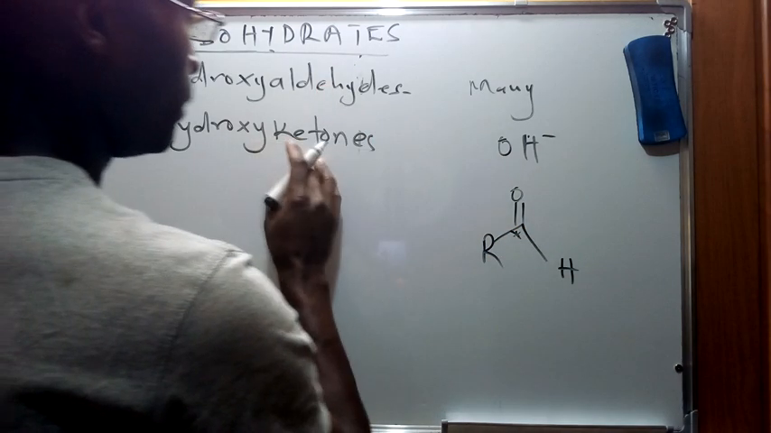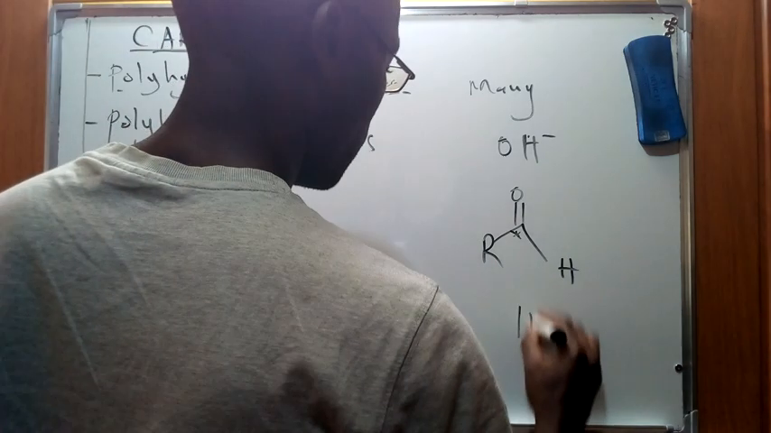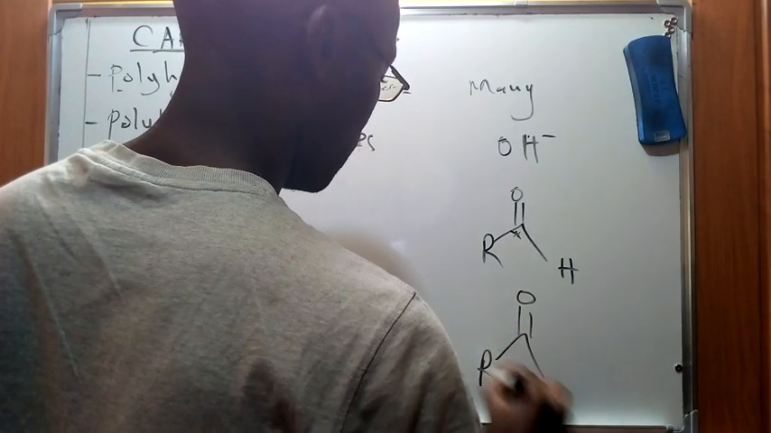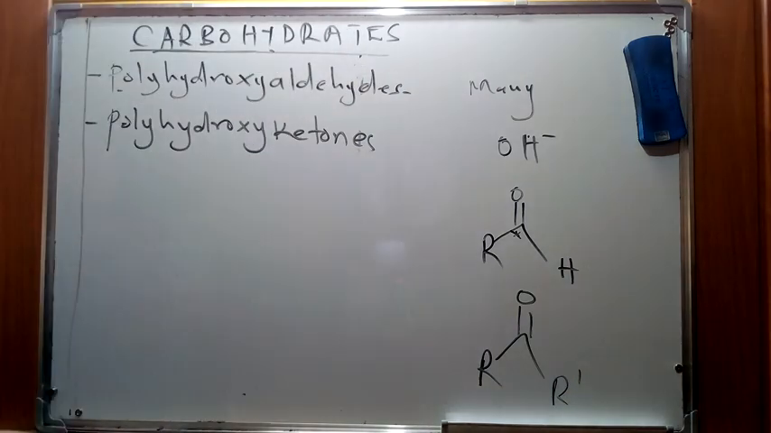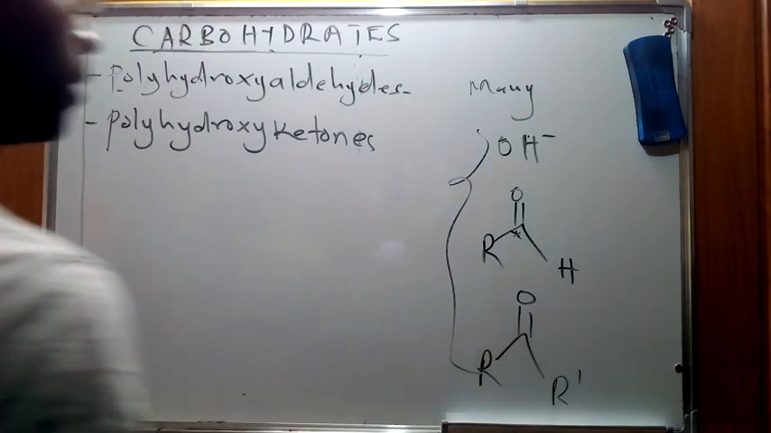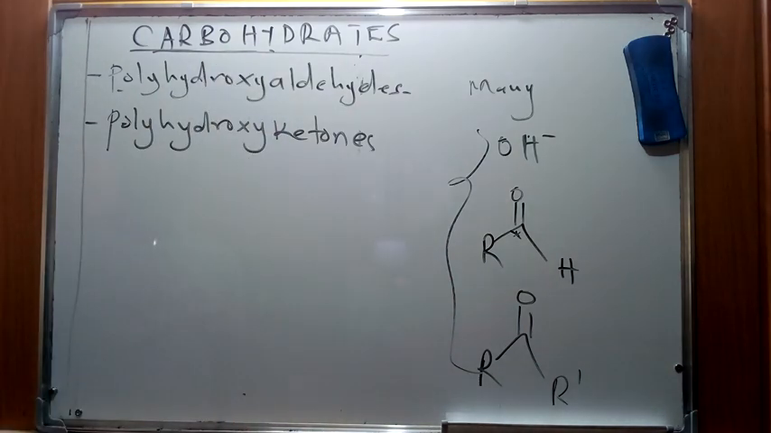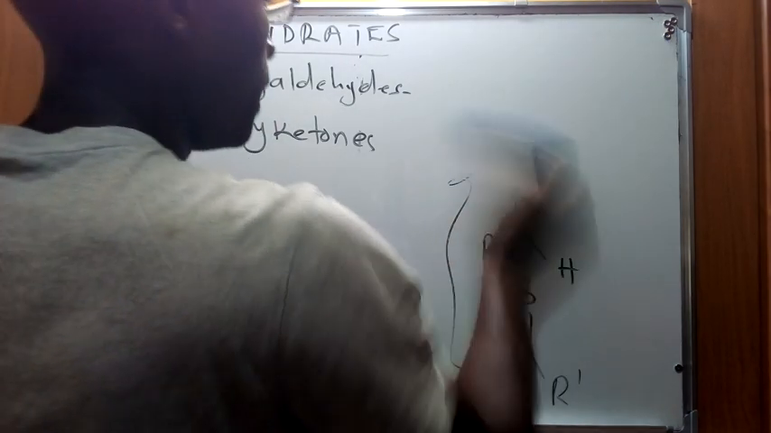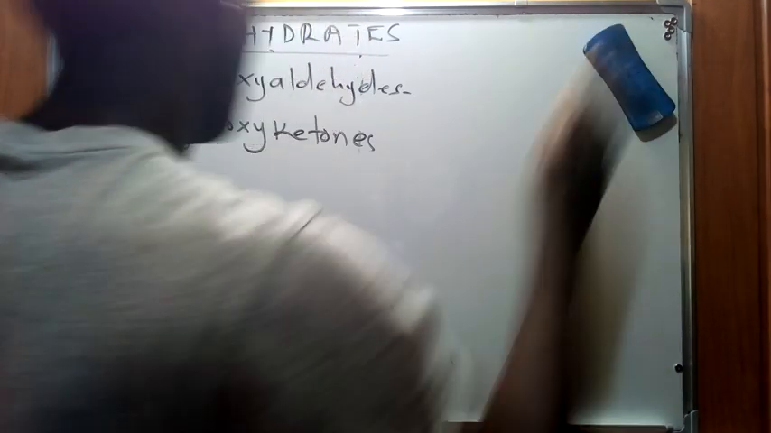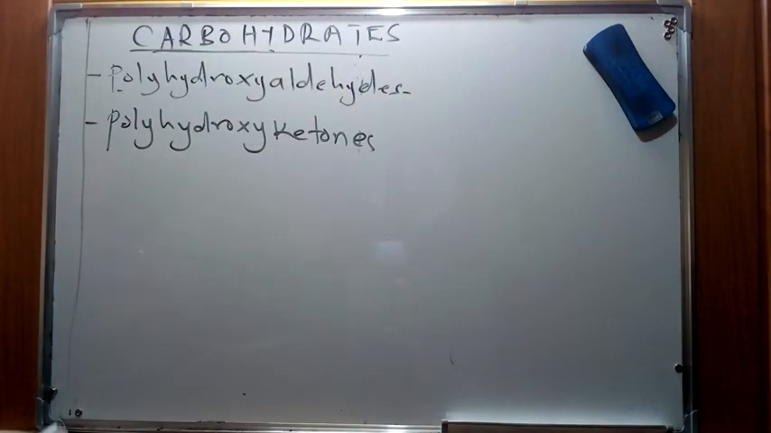And then lastly we have what we call ketones. So that one we have a carbonyl carbon that is attached to two radical groups, R and R prime respectively. So the interaction between these three specific groups is going to give us a broader definition of these two classes or types of carbohydrates. And we're going to see shortly the different classifications or subcategories of these specific carbohydrates that I've talked about.